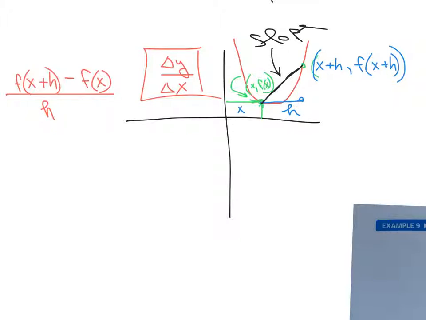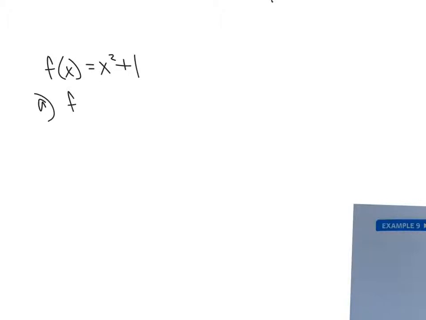Okay, so let's go ahead and look at example 10. Let me get rid of this junk. And we have, for the function f of x equals x squared plus 1, whose graph is shown in 1.41, which you can see there, find a, f of x plus h. Okay, let's do that first.